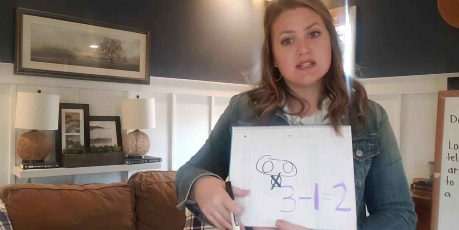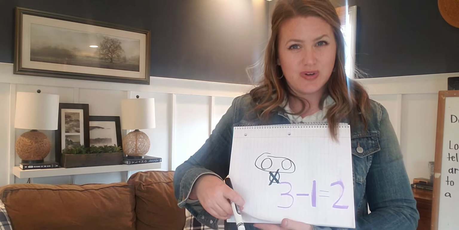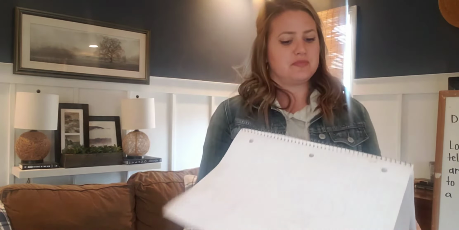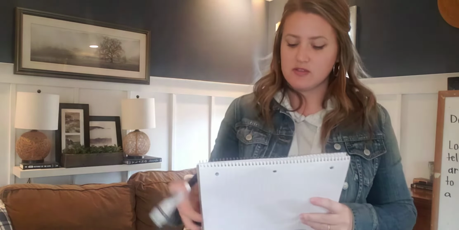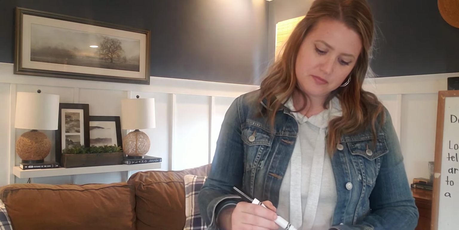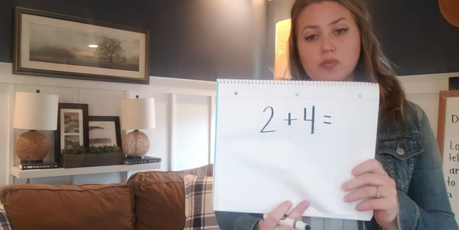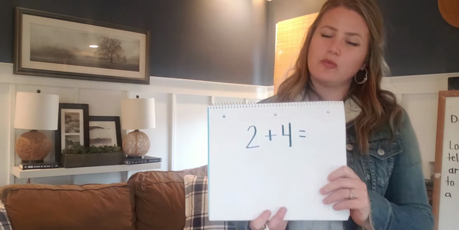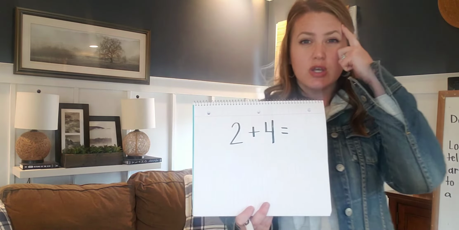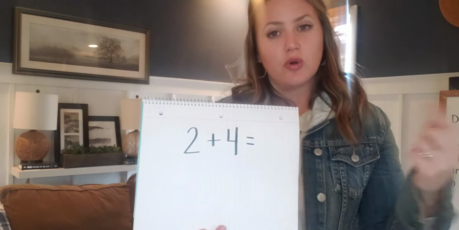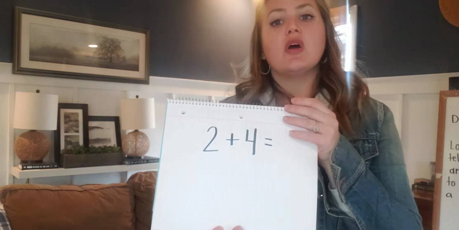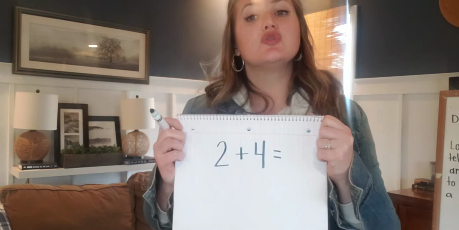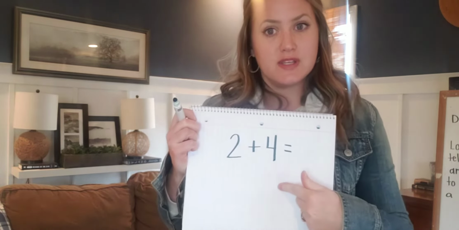Let's do one more, and this time instead of subtracting, we're going to add. Today, let's add these numbers together and draw this picture. 2 plus 4 equals. Now, we are very smart, and we could figure that out in our heads really quickly, what 2 plus 4 makes when you put them together. But the purpose today is to draw a picture to model this sentence.